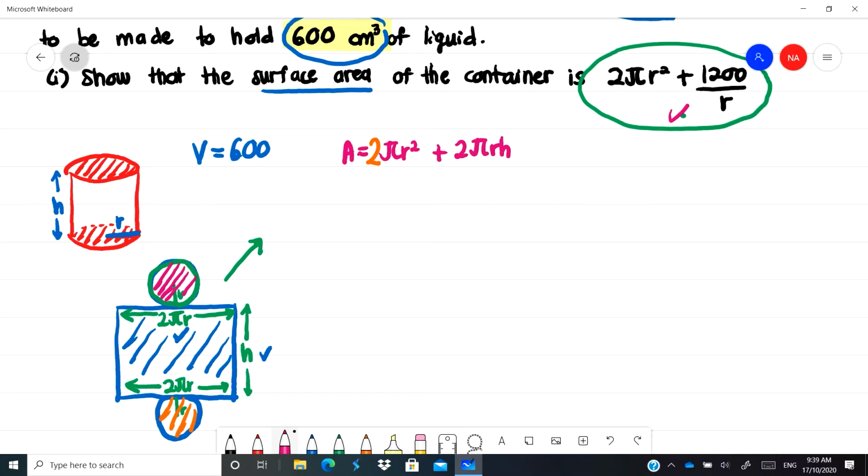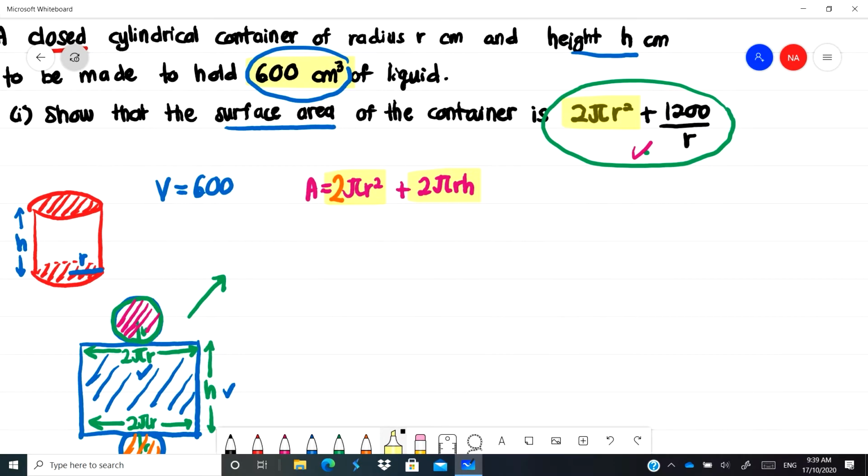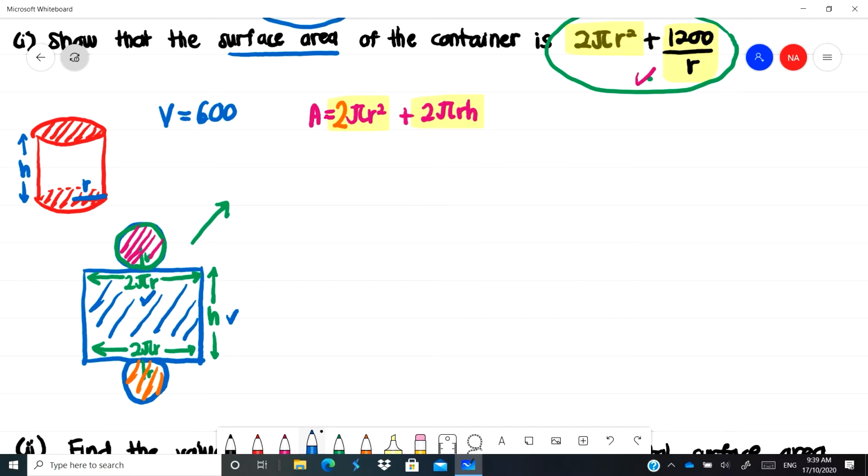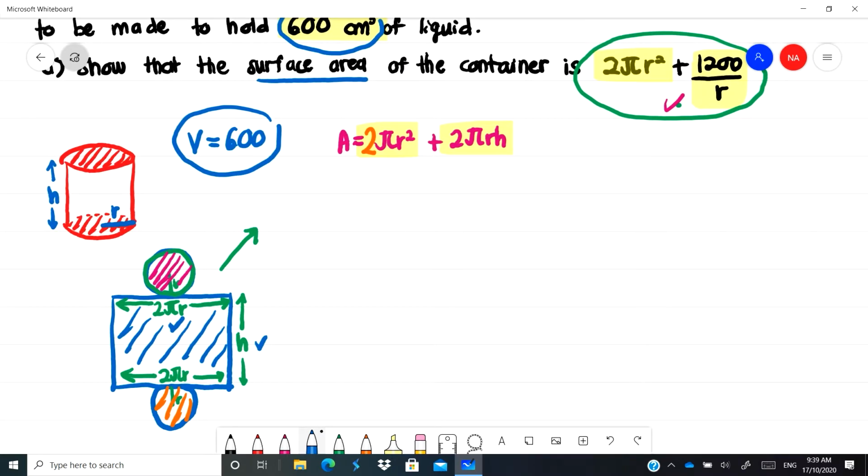total surface area. Now we know that we're almost the same, where we already have this part 2 pi r square and 2 pi r square, but this part 2 pi r h, we need to transform into this part. So how to do that? We have to do something with the formula given by this volume. We know that the volume of this cylinder is given by pi r square, and then we multiply with the height, so pi r square h. That's the volume of the cylinder.